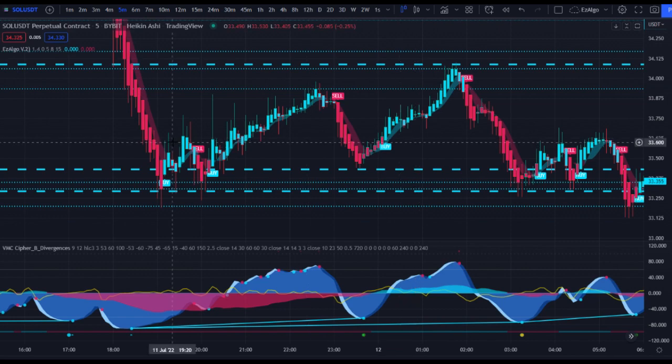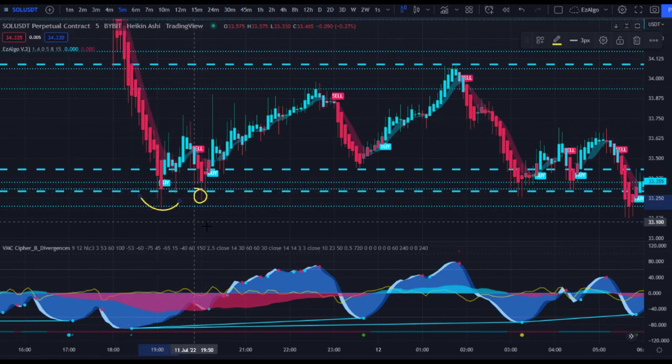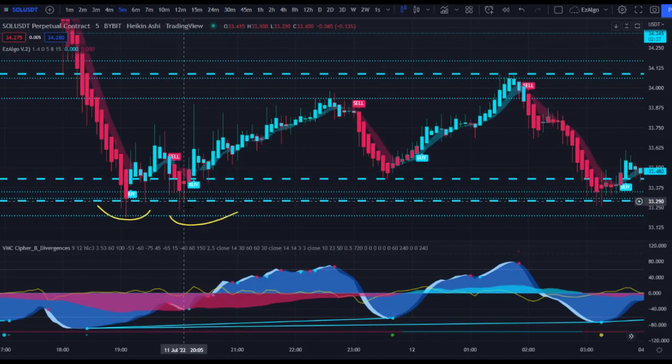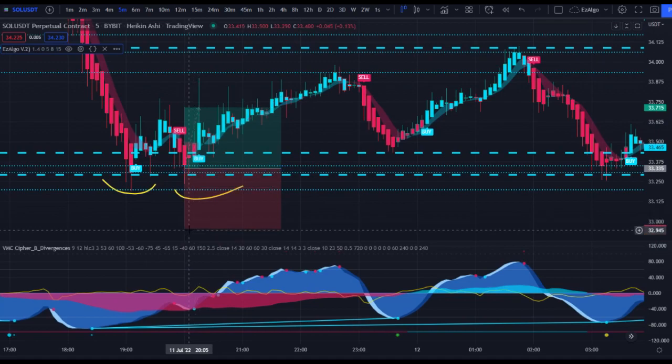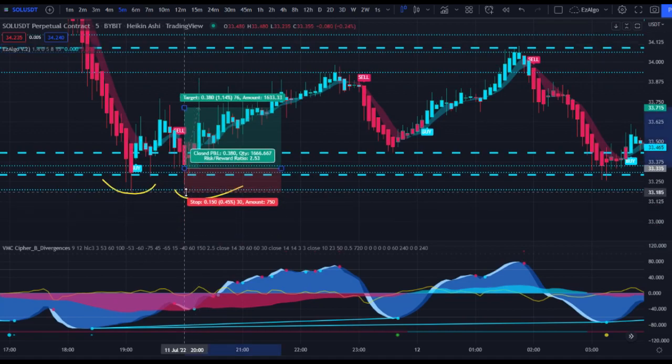But that's okay because we came back down, retested this level right here, giving us that double bottom formation, right? That's confirmation that, okay, we're going to enter a long right at around here, with the stop loss below the previous swing low, maybe right around here.